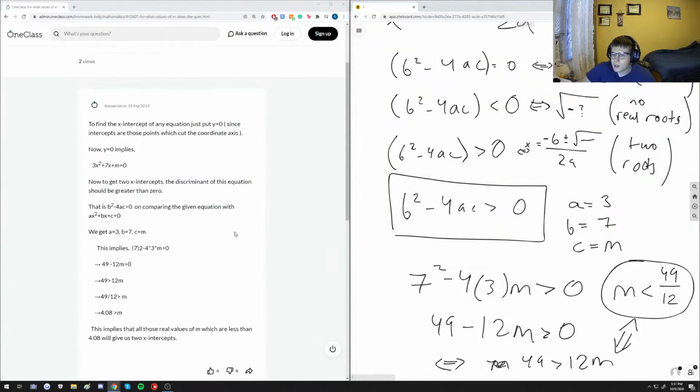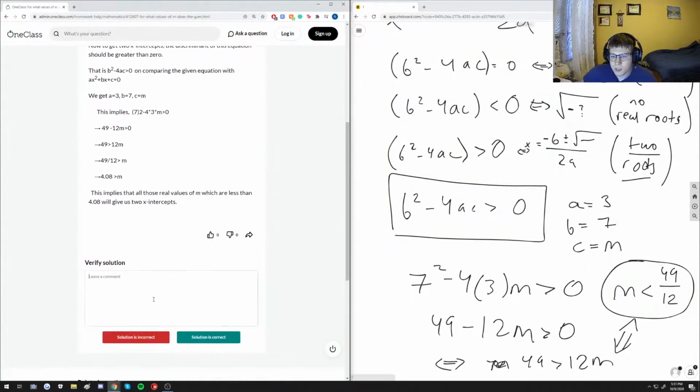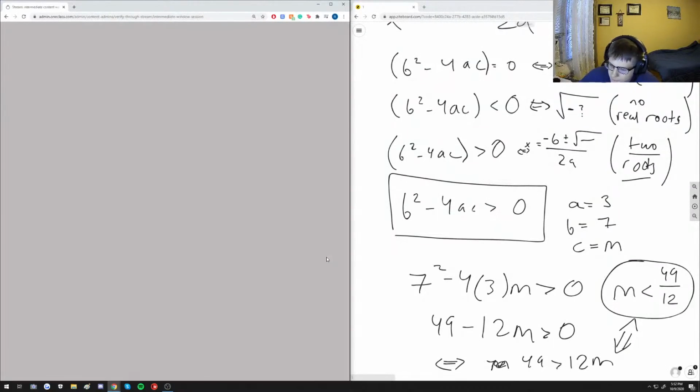So if m is less than 49 over 12, and this solution agrees here, we're going to get the case of 2 roots that we want. And that would be our answer: any m that is less than 49 over 12. So that means that this solution is correct. And good job. Okay, so I'm going to say it's correct.